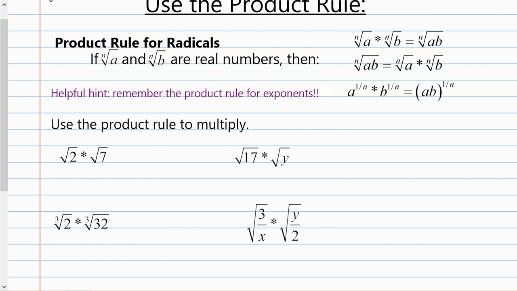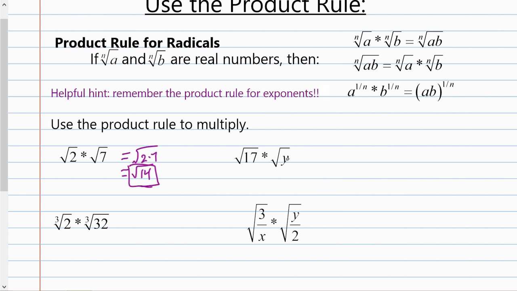So the first one I want to look at is the square root of 2 times the square root of 7. And we need to ask ourselves, can I simplify either of these as they stand right now? Can I do anything to the square root of 2? Can I do anything to the square root of 7? And I can't. They're both irrational numbers. So then I'm going to stick them under the same radical, and I wind up with the square root of 14. And that doesn't break down either, so that right there is my final answer. We're not doing anything to that.